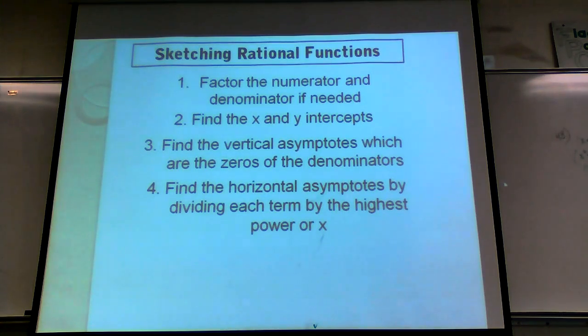This one, you just find whatever makes the denominator 0. Oh, okay. That's why if you go ahead and factor it in the beginning, you do it real quick.